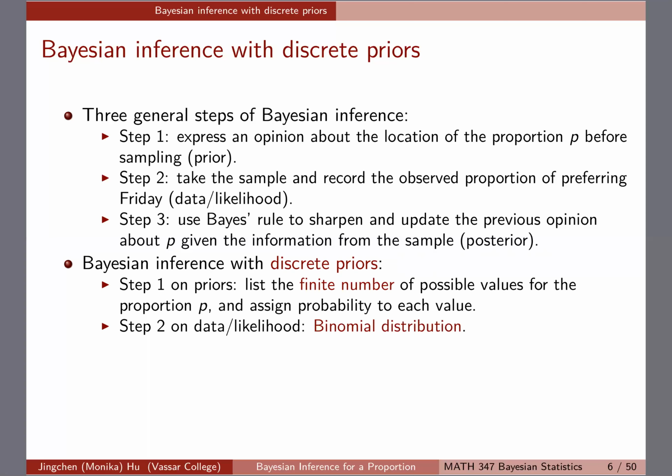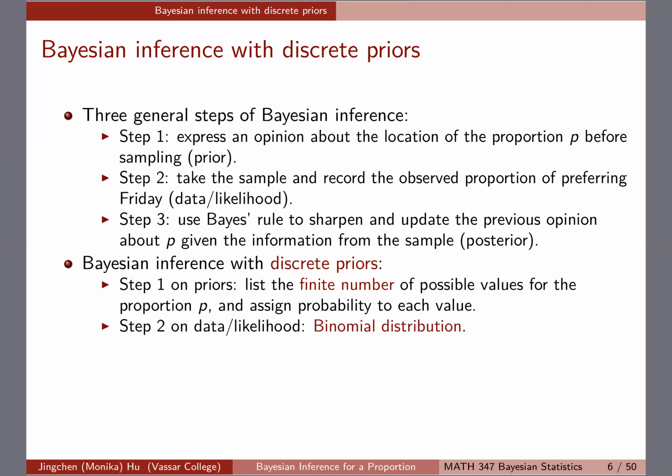Step 2 is the data likelihood part. We covered it a little bit last time, but this time we're going to cover more and review a little bit about the binomial distribution, binomial experiment, to make sure that we understand why we can use the binomial distribution for the data.